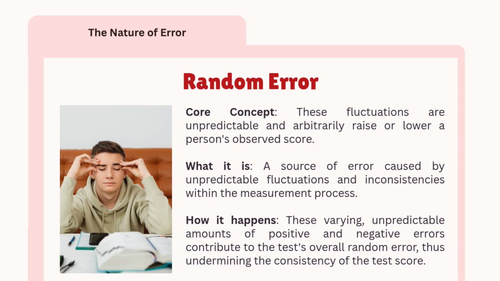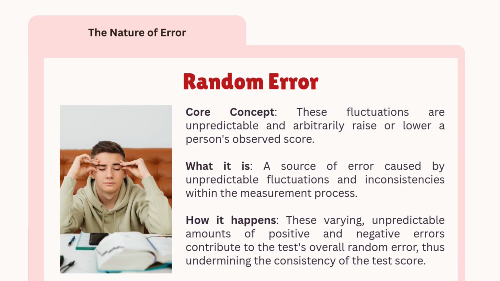It stems from all the temporary, fleeting things we've discussed earlier, such as momentary distractions, slight changes in lighting, a sudden burst of anxiety, a lucky guess, or just a brief lack of focus. But the theory is that over many administrations, these random errors are assumed to cancel each other out. But in any single test, they do distort the score. So ideally, we'll try to eliminate it whenever possible.